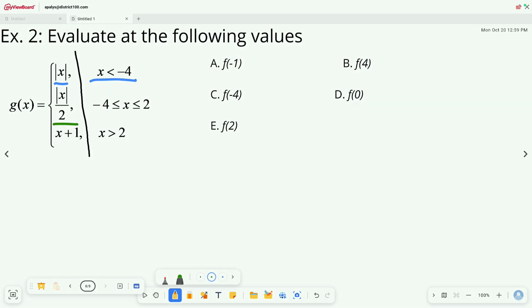Okay? Here we've got x's between negative 4 and 2, including negative 4 and 2. Is negative 1 between negative 4 and 2? Yes. Is negative 4 between? Yes. So 4 of the 5, we're using the green. And then the last one is only B. Okay? Are you guys good with then plugging those into the equations?